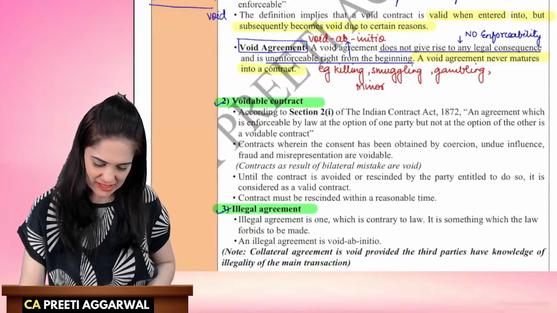Now let us discuss the meaning of a voidable contract, and for that I will request you to prepare the chart, maybe along with me or after you finish understanding the concept. It is better that you wait. Let me explain it to you and then you can write it. I will give you time to copy.